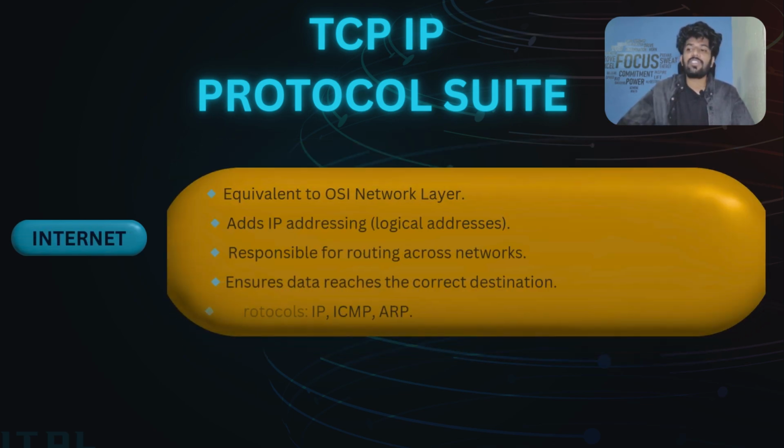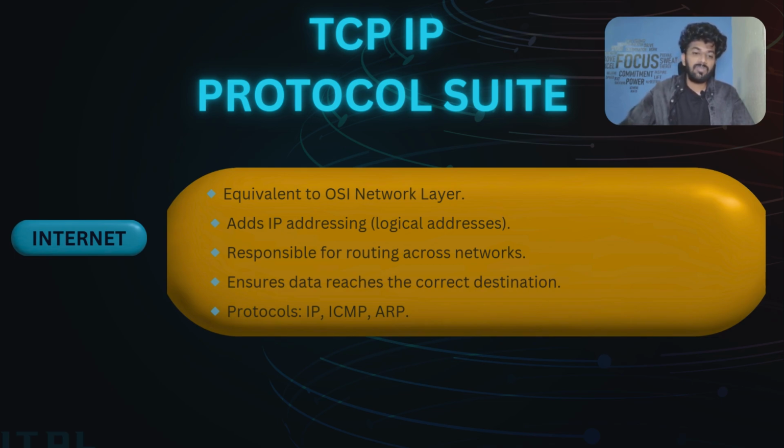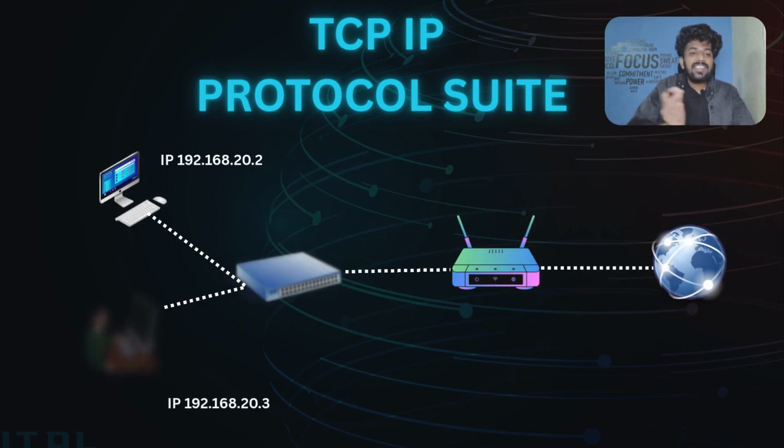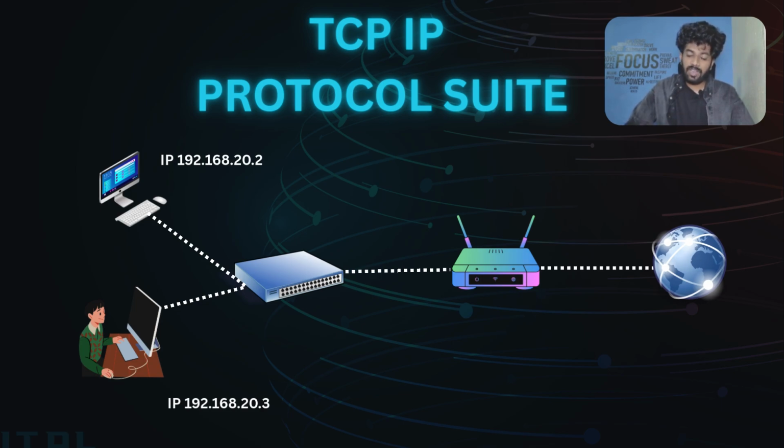The next layer we have is the internet layer. What is the internet layer? It is equal to the network layer in the OSI model. So whatever functions we have seen in the network layer in the OSI model also apply here. This layer is responsible for addressing and routing. As soon as it receives the data from the transport layer, it adds the logical IP address, finds the best path, and sends the packets from source to destination.